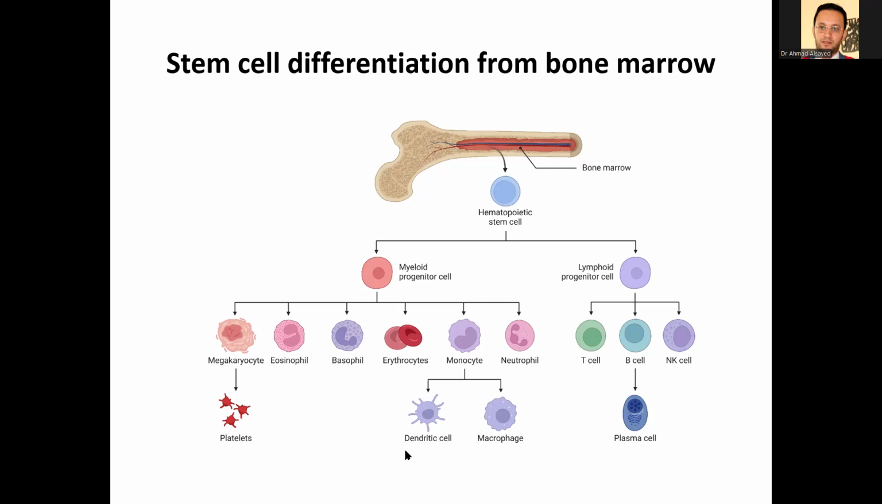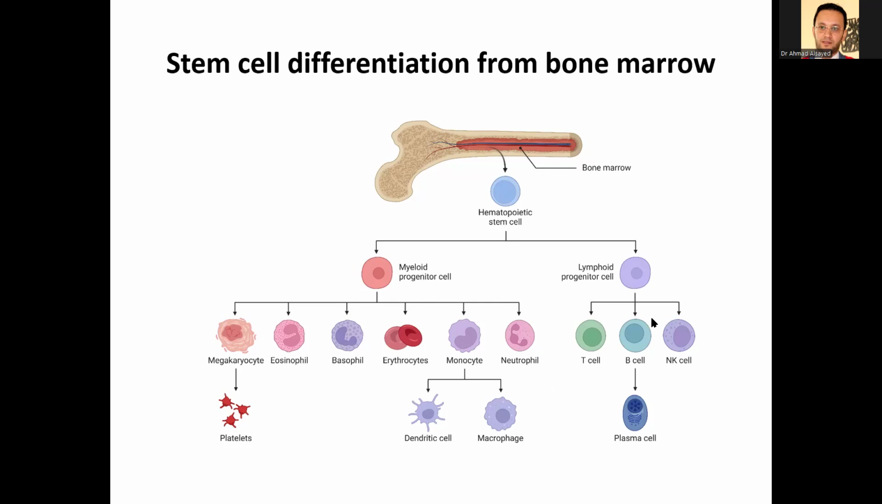Monocyte will differentiate into macrophage or dendritic cell. And this is very important, and we will start focusing on this type of cell, monocyte, which will lead to or differentiate into either macrophage or dendritic cell, depending on the site of the body and depending on the molecules that are secreted. Also include neutrophils. So all of these cells are considered myeloid progenitor cells.